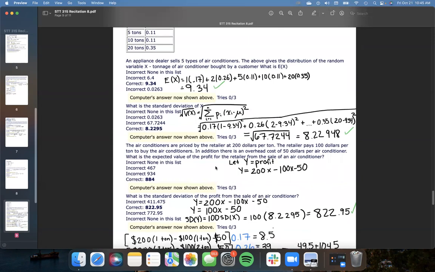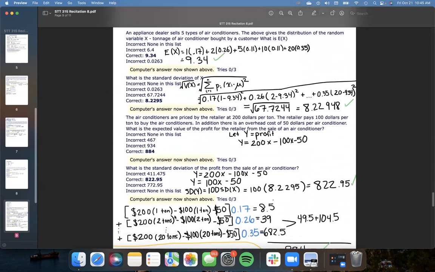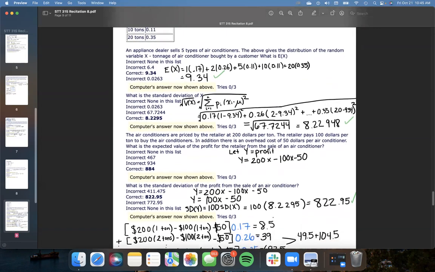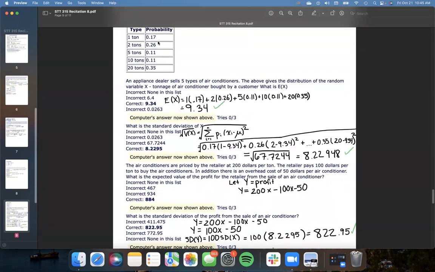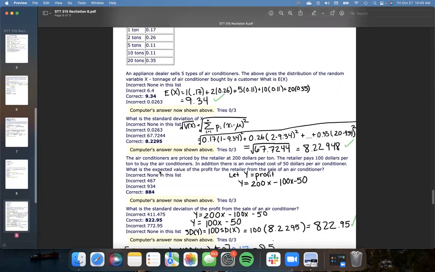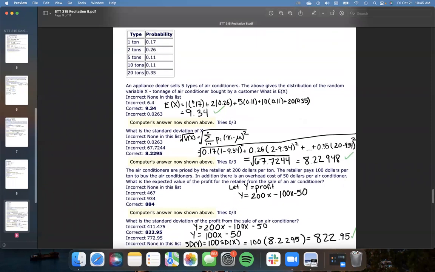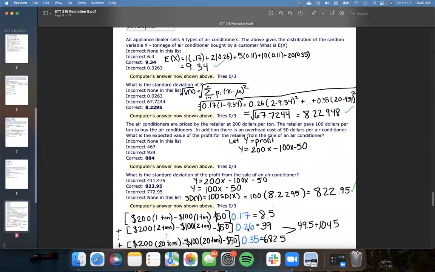But we're taking the expectations, so we also have to multiply it by the probability. So here we have 200 times 1 ton, minus 100 times 1 ton minus 50, and then in blue I put the probability, so times 0.17. And then we're going to add that to the next one, which is 200 times, so now we have 2 tons and a probability of 0.26. So here our x is 2 and our probability is 0.26.